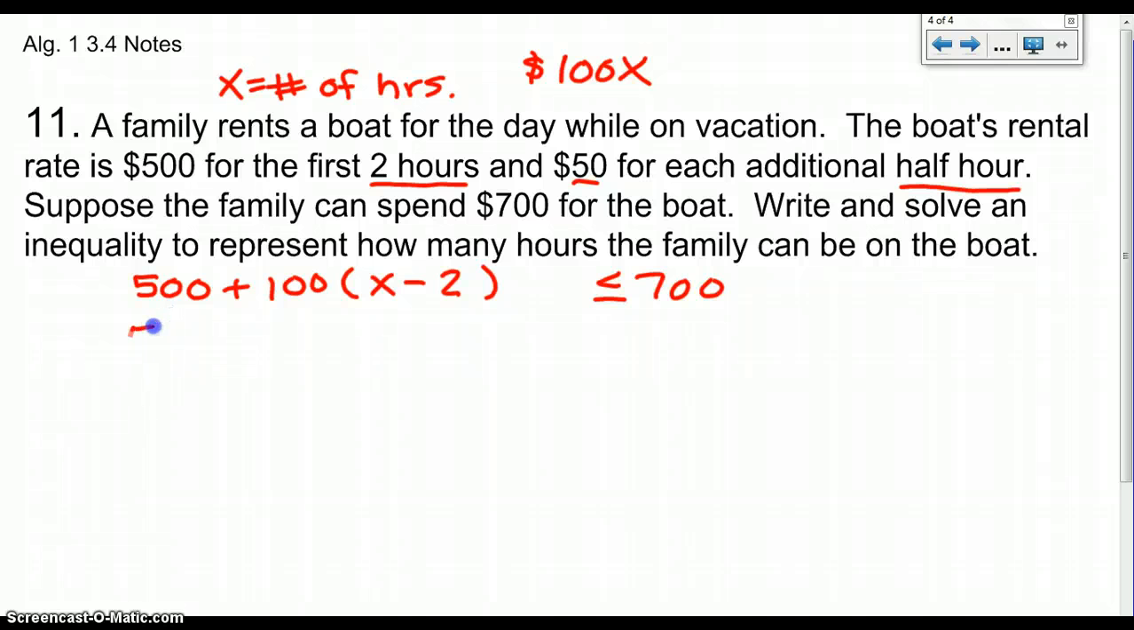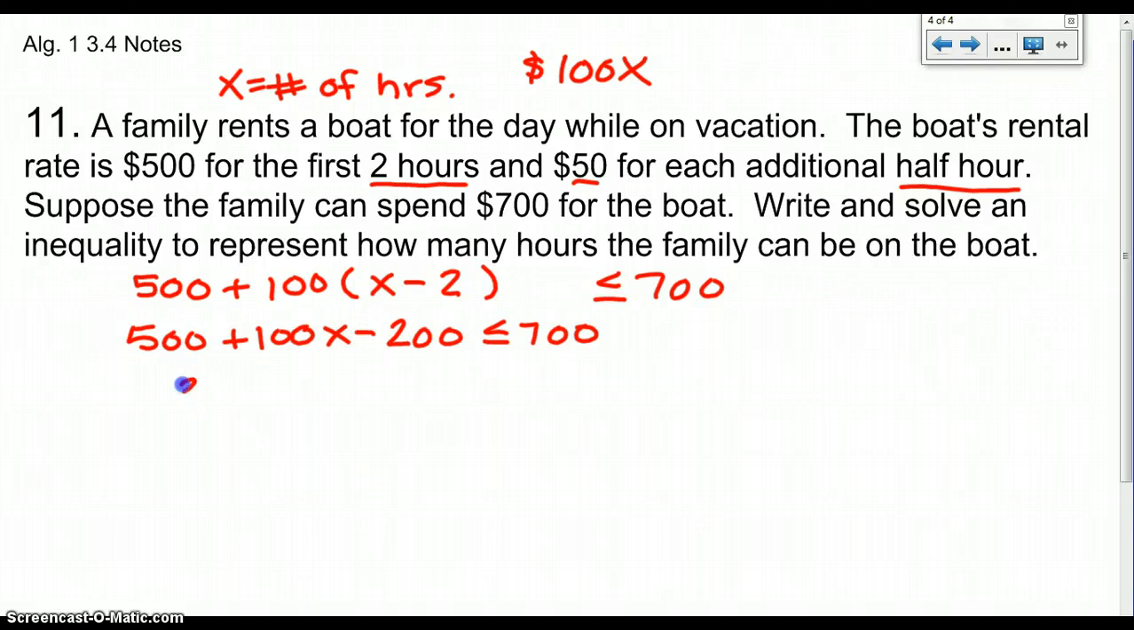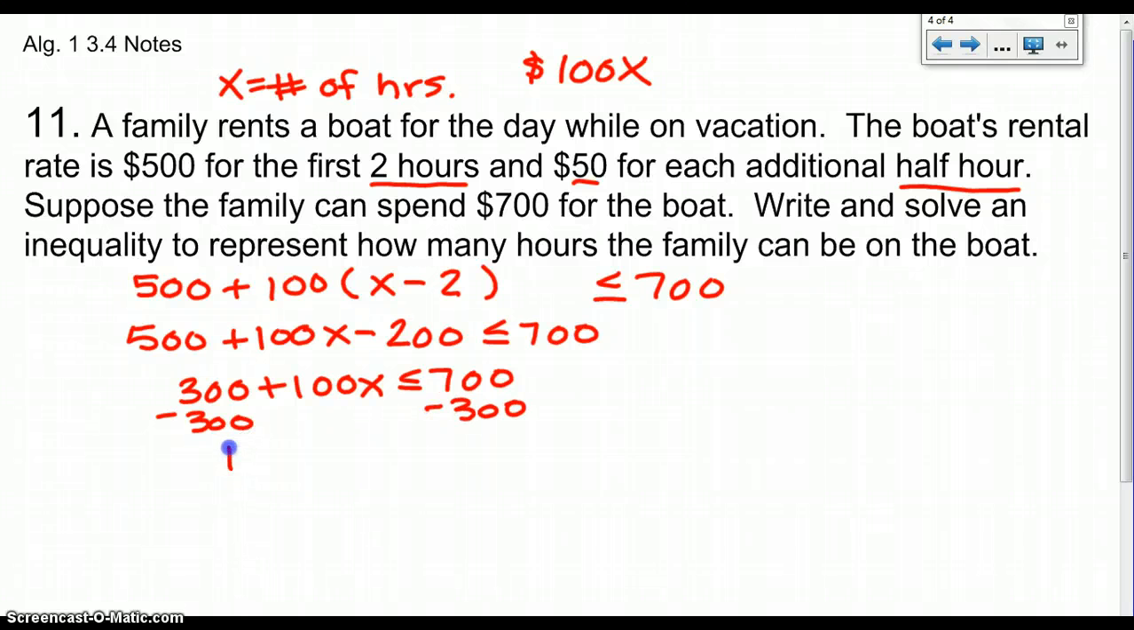So when we solve it, we have 500 plus 100x minus, we have to distribute the 100 to the 2 also, so we get 200, is less than or equal to 700. Then we combine our like terms, so we have 500 minus 200, so it's 300 plus 100x is less than or equal to 700. Then we're going to subtract 300 from both sides. So we have 100x is less than or equal to 400.